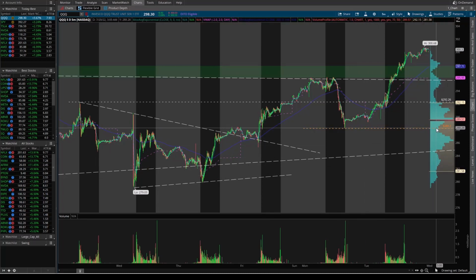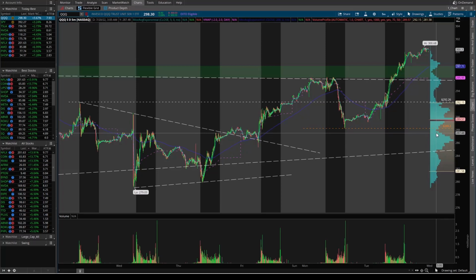Now these are high volume areas, and where you see these low bars is where we have very low volume. These are the low volume areas. And these low volume areas can again act as support or resistance in that particular time range.